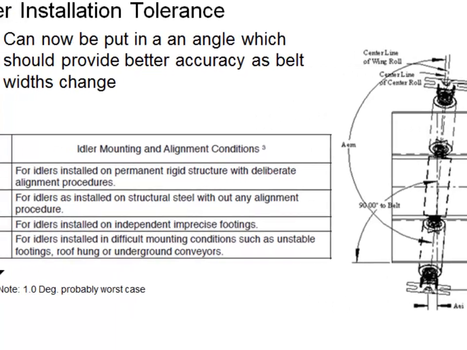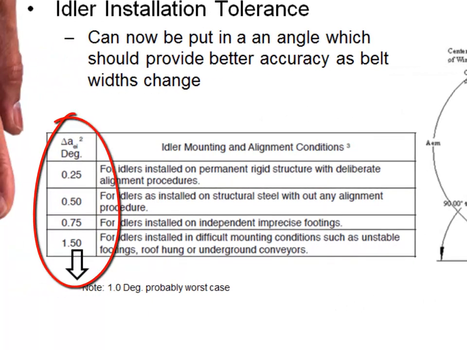So in version 7, the values can now be put in as an angle, an installation tolerance angle, how well the idler is aligned to the belt. And it should provide a little bit more accuracy in how you are able to put in that value and how to change it depending on the installation tolerances or requirements on the conveyor.